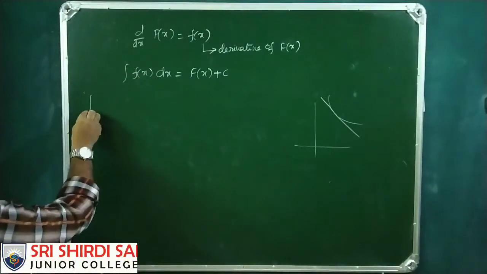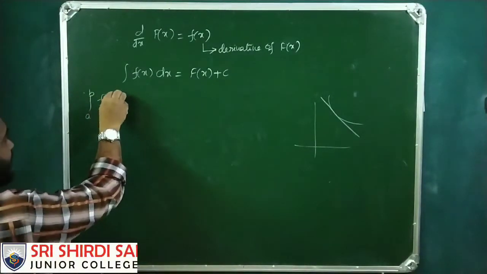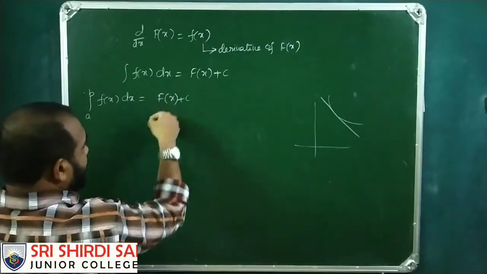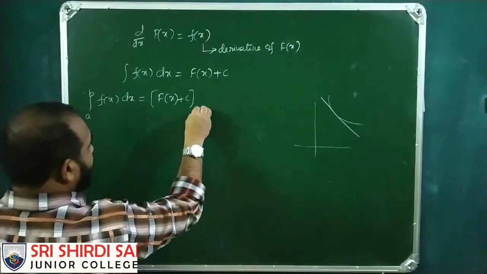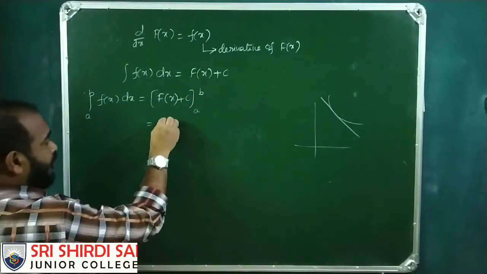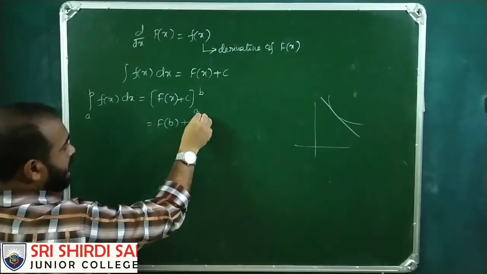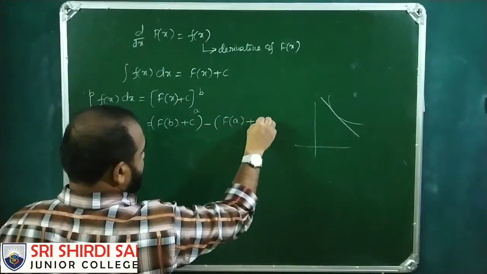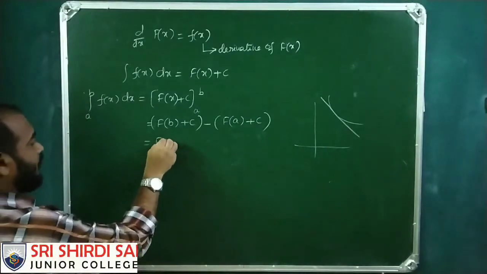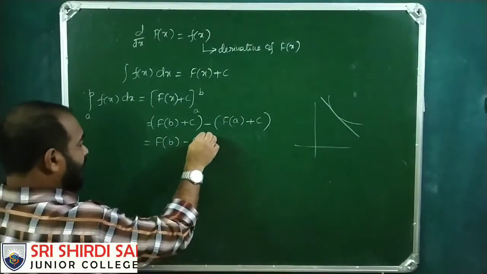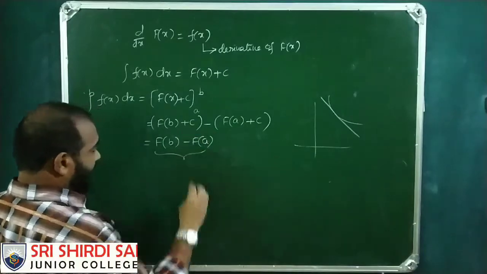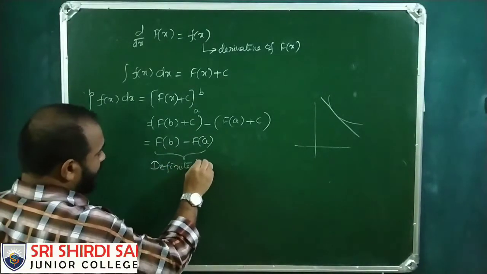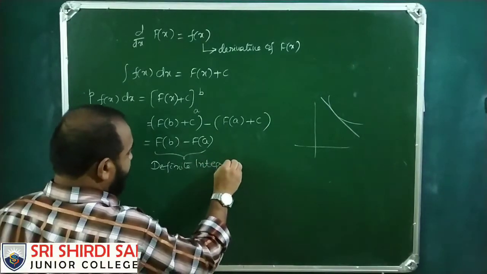So what is the integral from a to b of f of x dx? We have learned that it is F of x plus c from a to b. So F of b plus c, the upper limit, minus F of a plus c. The c gets cancelled and we are left with F of b minus F of a. This value represents the definite integral.